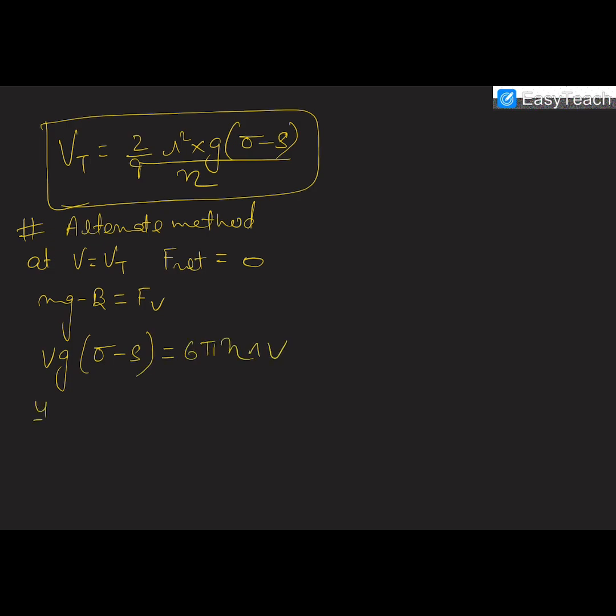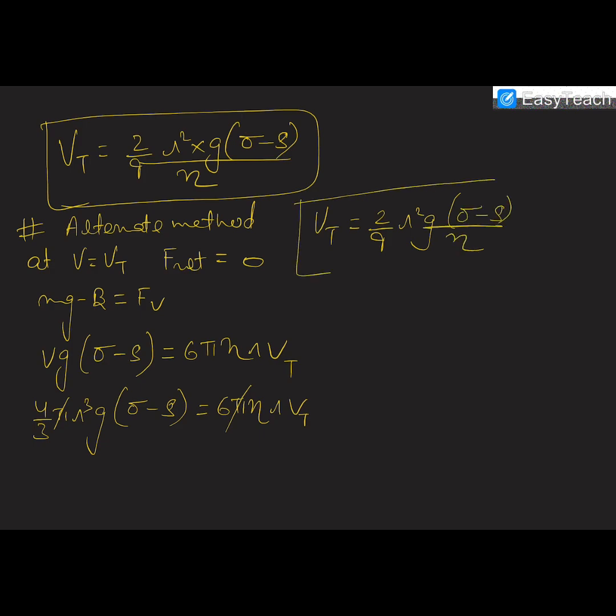Now V is 4 by 3 pi r cube, g, and this is sigma minus rho, and this is 6 pi eta r v terminal. So by cancelling these terms, v terminal will be 2 by 9 r square g into sigma minus rho divided by eta. So this is the alternate method to find out the terminal velocity directly in the exam, in case you forget the formula.